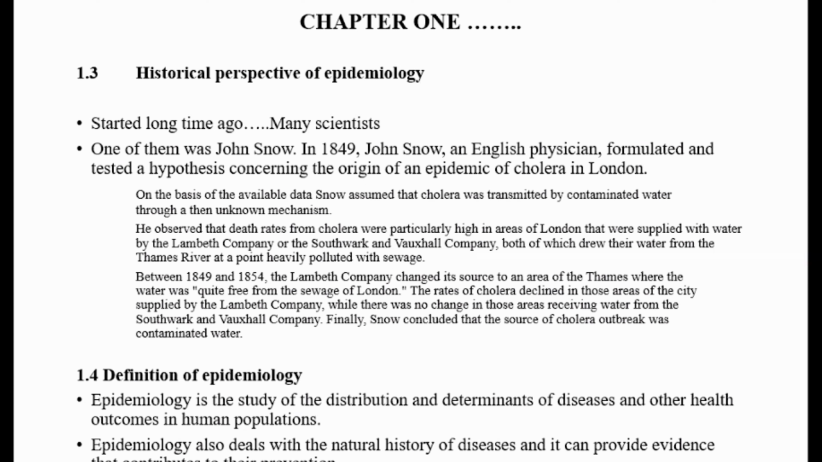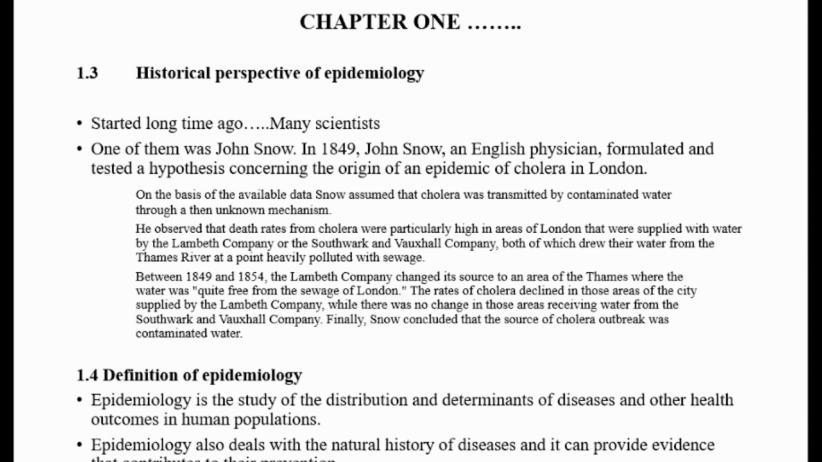And that's why they were having cholera, because the water was contaminated with Vibrio cholerae. But nobody knew that the water was the source of cholera. Between 1849 and 1854, the Lambeth Company changed its source to an area of the Thames where the water was quite free from the sewage of London.